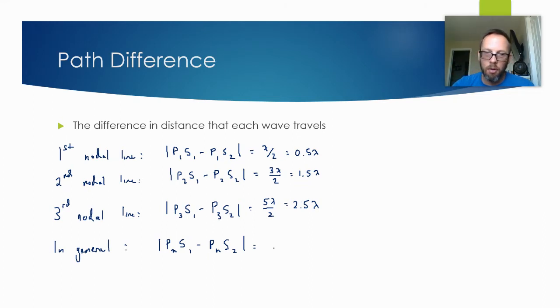So the formula is the path difference is always (n minus 1/2) times lambda, where n is the nodal number. So that's the equation for what we call the path difference. And that equation will hold anywhere where you have a nodal line or destructive interference.